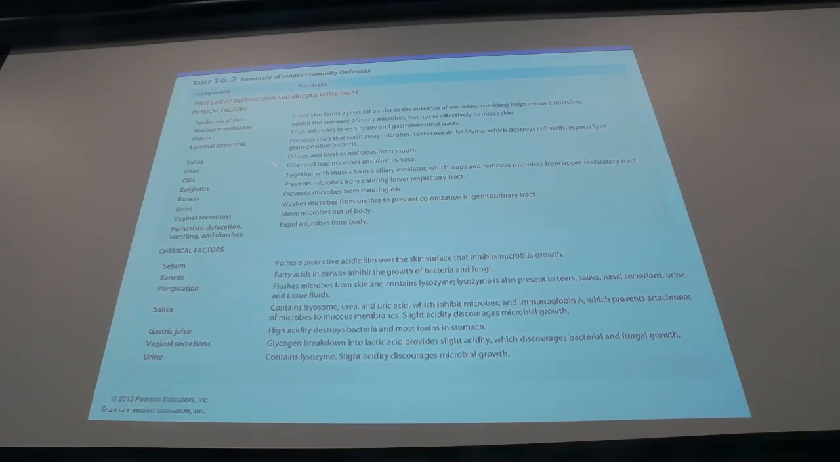And then saliva dilutes and washes microbes from the mouth. And then we have hairs in, for instance, the entrance for our ear canal, and also in the entrance for our nose. And with those hairs, we prevent the entry of microorganisms into the airways. And then we have as well, of course, our eyebrows, the eyelashes, that helps us as well to prevent entry of microorganisms into our eyes.